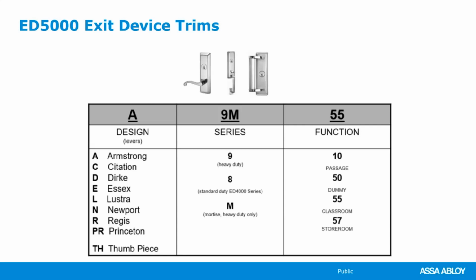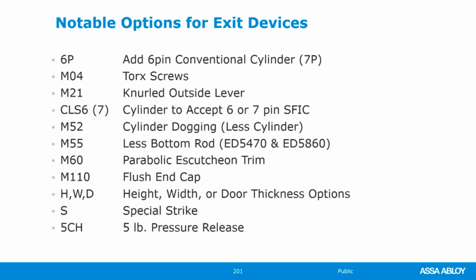Let's talk about our options available for exit devices. Again, the 5000 series and the 4000 series do not come with a cylinder. If you want a cylinder, you have to request one. For a standard conventional 6-pin cylinder, it's 6P, 7P for 7-pin. M04 is our security torque screws. M21 is knurling the outside lever. If you want us to supply a housing in the trim, with the trim, to accept a 6 or 7-pin small format interchangeable core cylinder by someone else, that's a CLS 6 or 7.